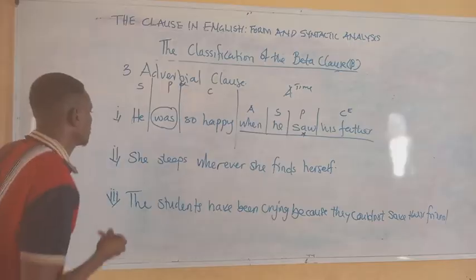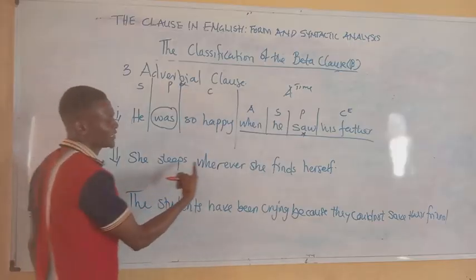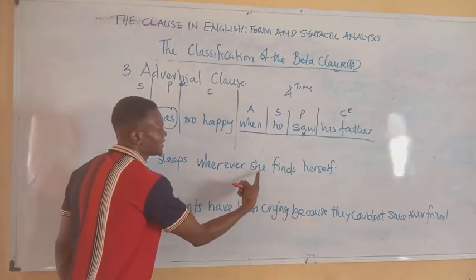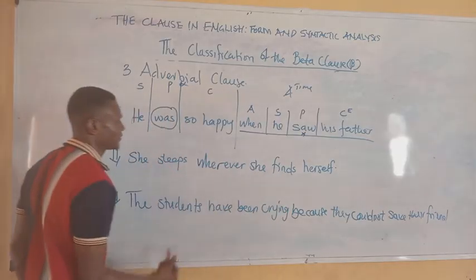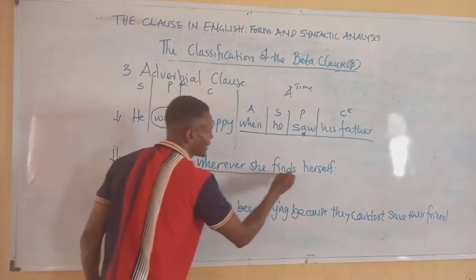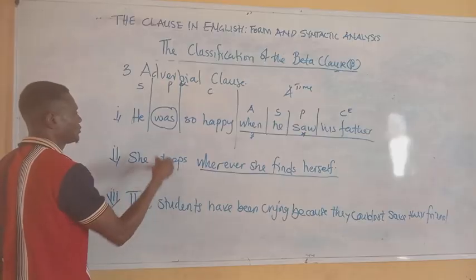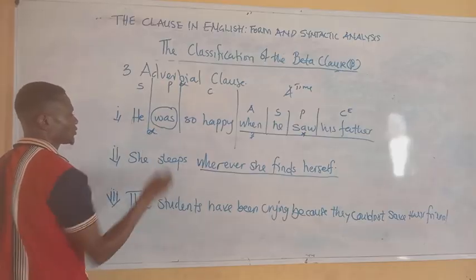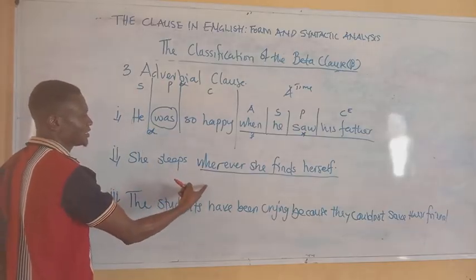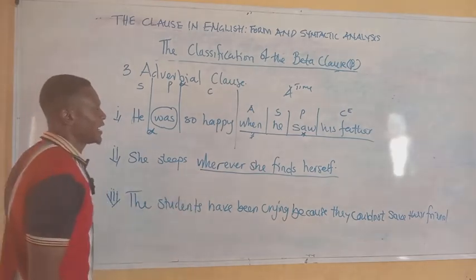The next one we have: she sleeps wherever she finds herself. So wherever she finds herself is a beta clause, while she sleeps is an alpha clause. So look at it now: wherever she finds herself.